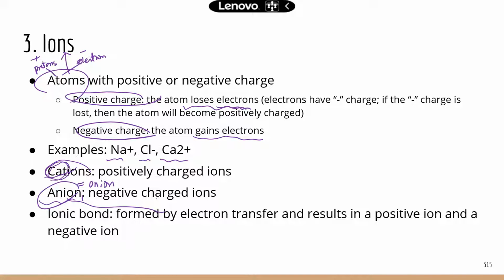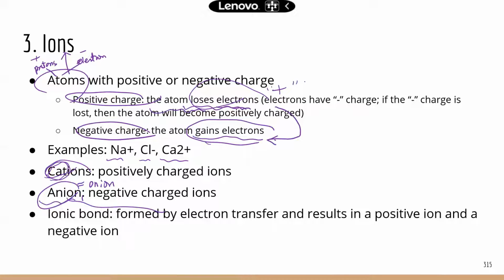Ionic bond is formed by electron transfer. What is electron transfer? That's between two atoms when one atom gains electrons and the other atom loses electrons. The atom that loses electrons donates or transfers the electrons to the other atom. Right? So that's basically electron transfer. And the electron transfer will result in a positive ion. Right? You can see here, this is going to be the positive ion.